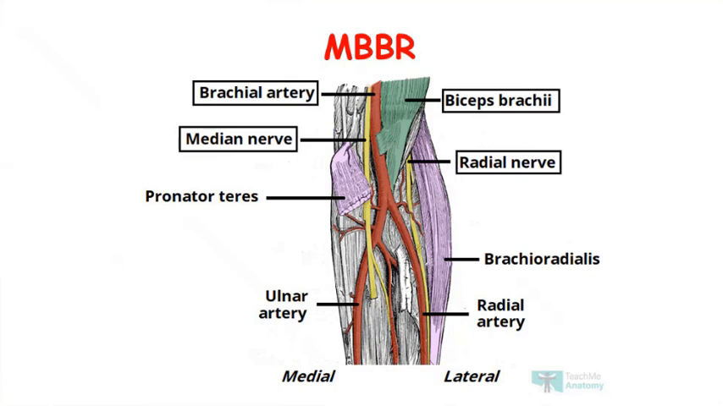Since you're all going to study MBBS, you're all MBBS students, remember MBBR. M for median nerve. This is from medial to lateral in order. So M for median nerve, B for brachial artery.